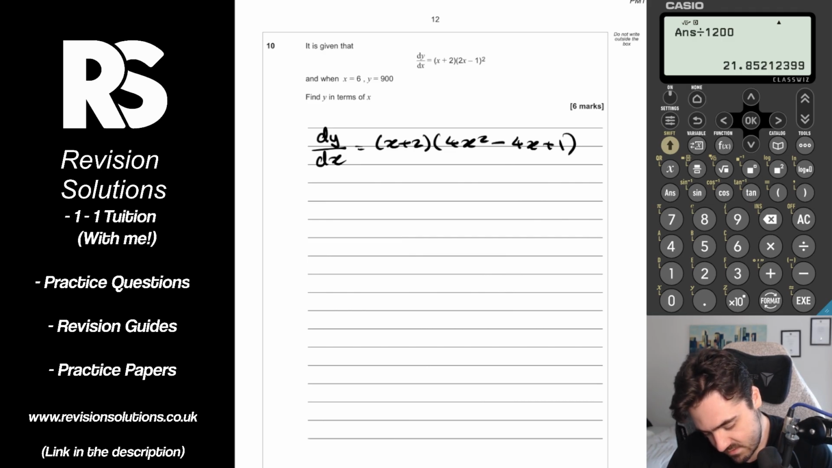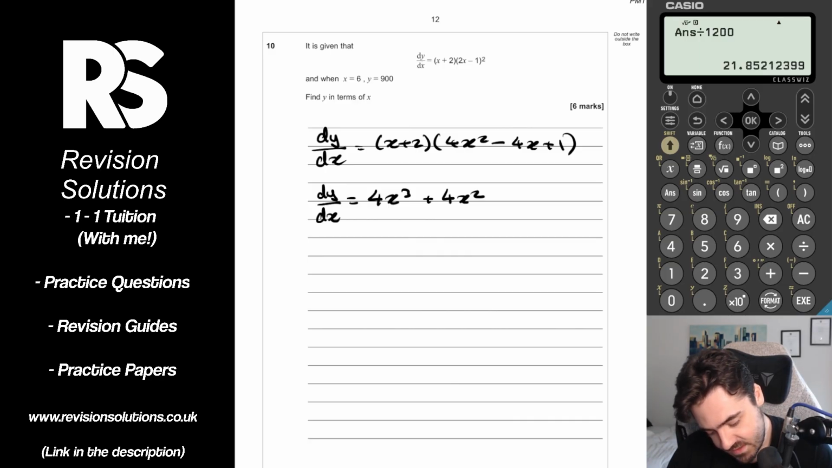Now let's expand that. So dy by dx would be, well, let's think, we're going to get 1 x cubed term just from the x times the 4x squared. So that would be 4x cubed. Then we're going to get 2 x squared terms. We'll get 1 from the 2 times the 4x squared and 1 from the x times the minus 4x squared. So that would give us 8x squared and then minus a 4x squared, so just a plus 4x squared.